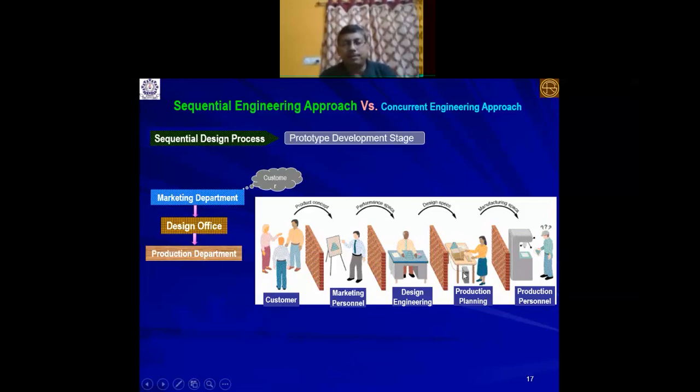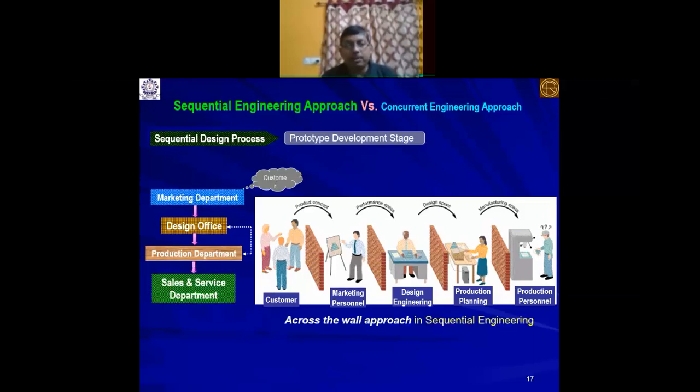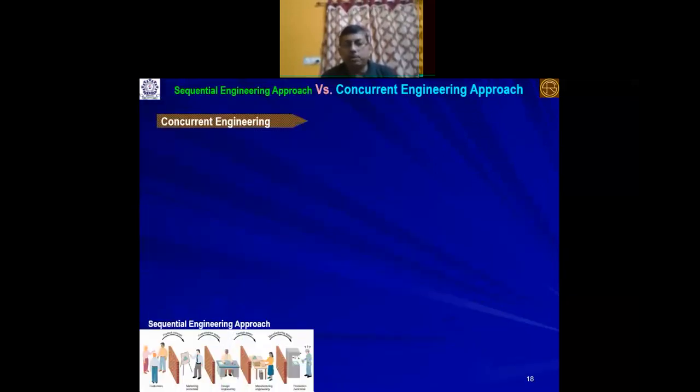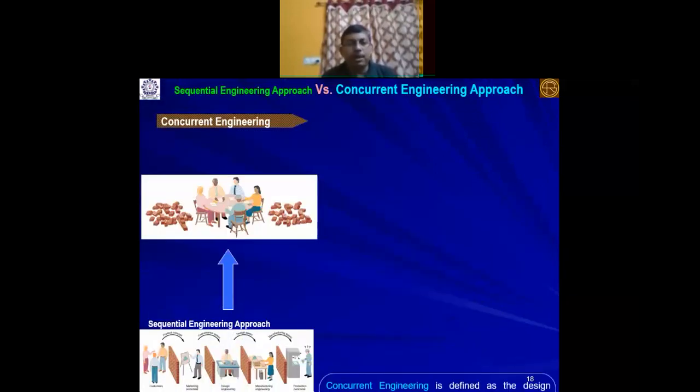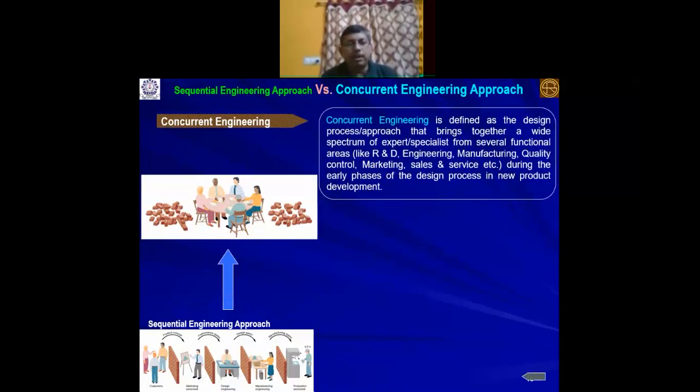It is worse in a government organization. If it is private, somewhat okay. But in this particular process, there is a wastage of time. If you follow the sequential approach, the across-the-wall approach, it will go on because of this problem. But that concept has now broken down. There is no wall in between. Now this concept is the concurrent engineering concept.